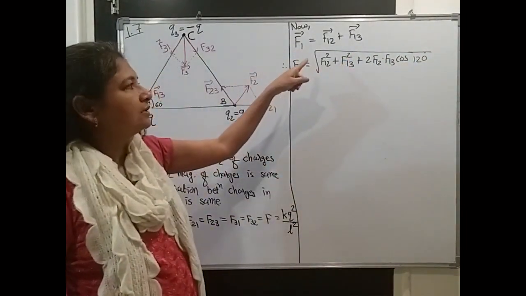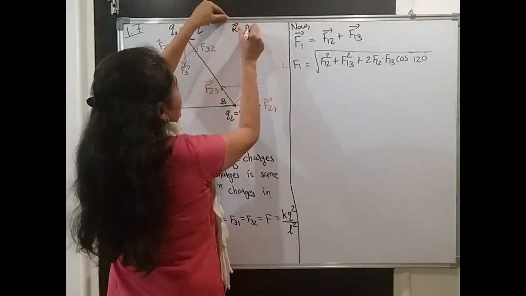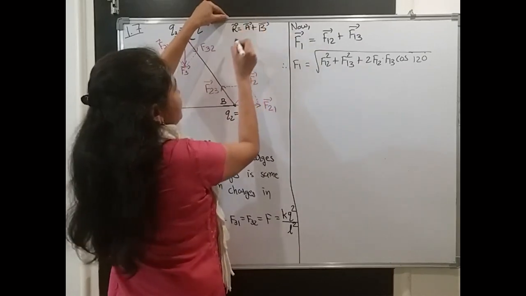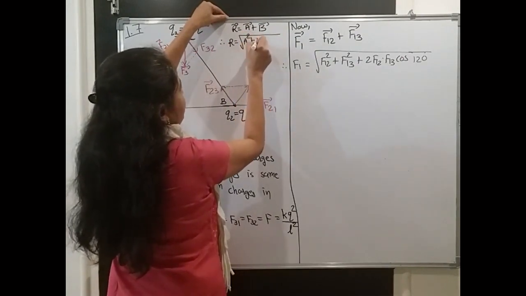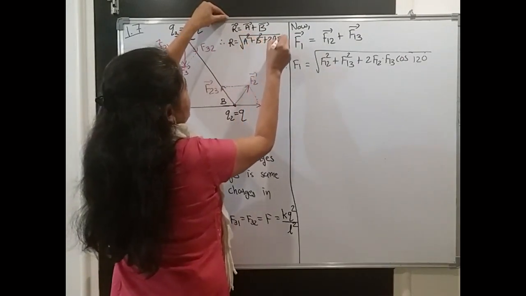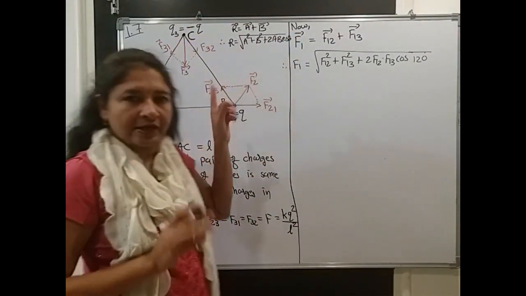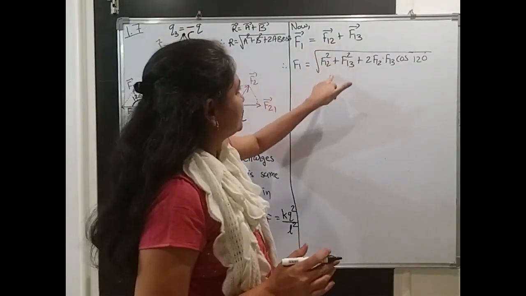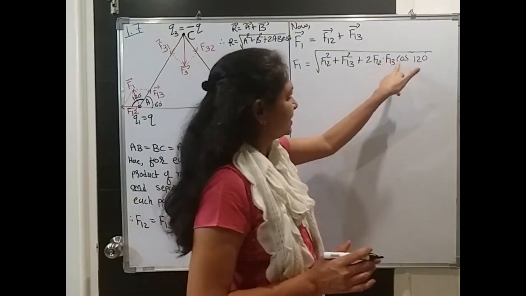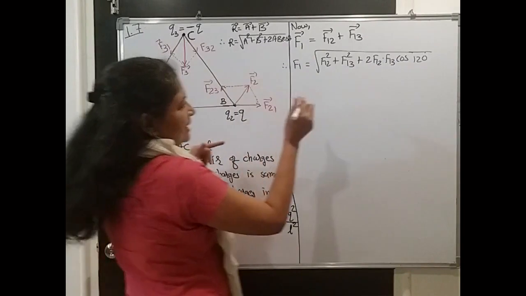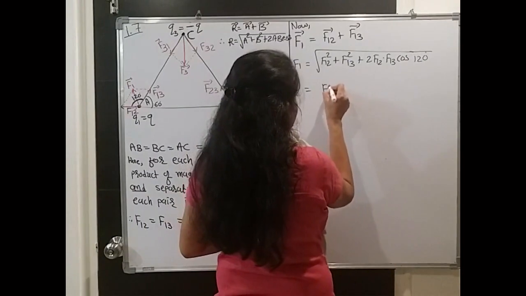How does this come? Recall 11th standard. If R equals vector A plus vector B, then magnitude of R equals under root A square plus B square plus 2AB cos theta, where theta is the angle between vector A and vector B. Can you recall? Okay, the same thing: F12 square plus F13 square plus 2 times F12 F13 into cos of the angle. The angle is 120.